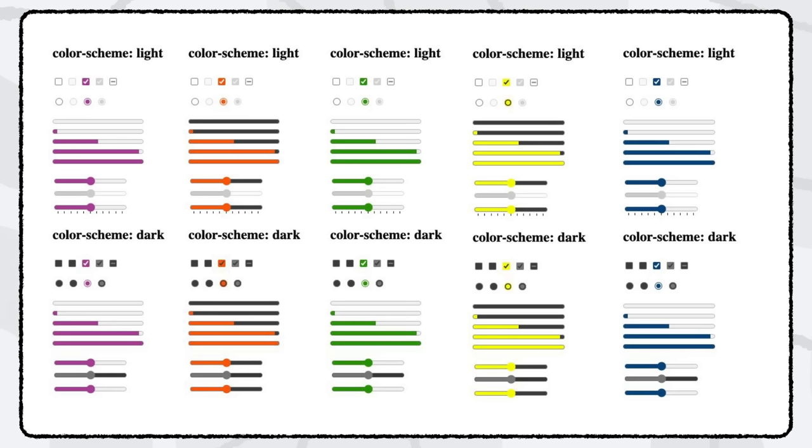And last but not least, accent color just landed in Chromium and Firefox Stable. Accent color is a one-line CSS superpower that gives your form controls like checkboxes and radios a theme color to match your brand.